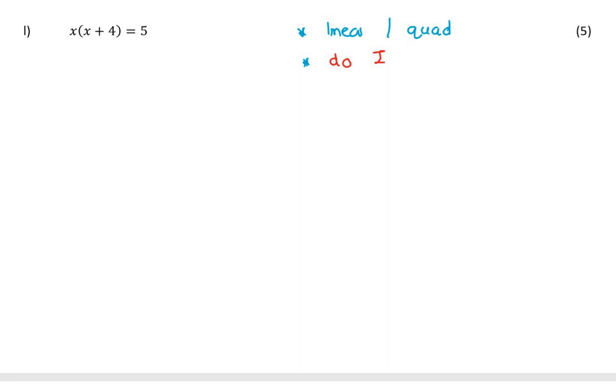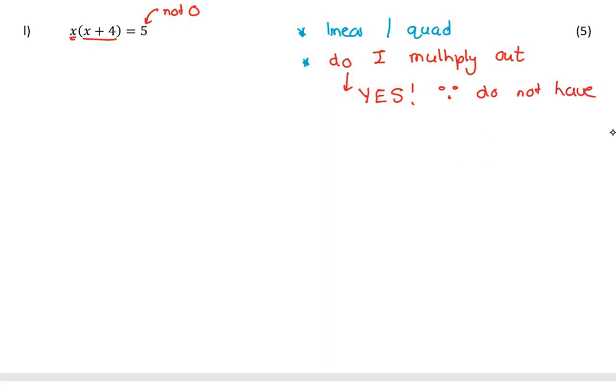And when you ask yourself, should I multiply out, you have to say to yourself, well, the only time I mustn't multiply out is if I have 2 factors multiplied together to give you 0. So in this case, I do have 2 factors multiplied together. I have x and x plus 4, but this is not 0. And so the moment that's not 0, I should multiply out. So do I multiply out? Yes, because I do not have 2 factors multiplied together to equal 0.